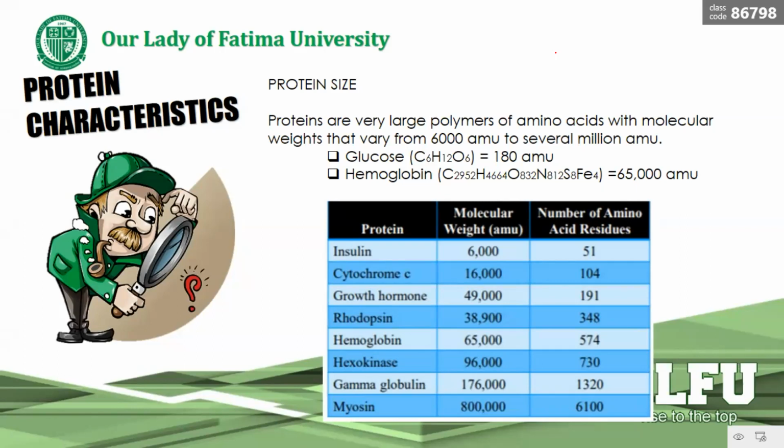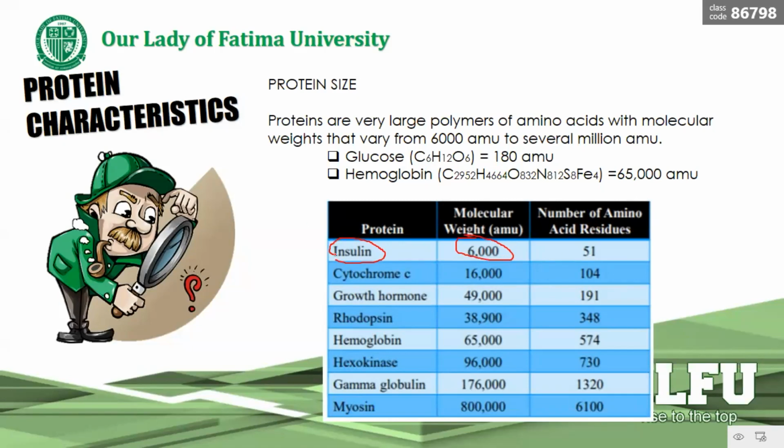If you compare glucose to hemoglobin, glucose has a molecular weight of 180. Okay, 180 ang kanyang molecular weight, gram per mole or atomic mass unit. And hemoglobin, one of the proteins in our body, is 65,000. Diba? Ang laki ng difference nilang dalawa. One of the smallest proteins, insulin, has a molecular weight of 6,000. Compare natin yan with glucose, that is 180 only. Ganyan kalaki yung sizes of our proteins.